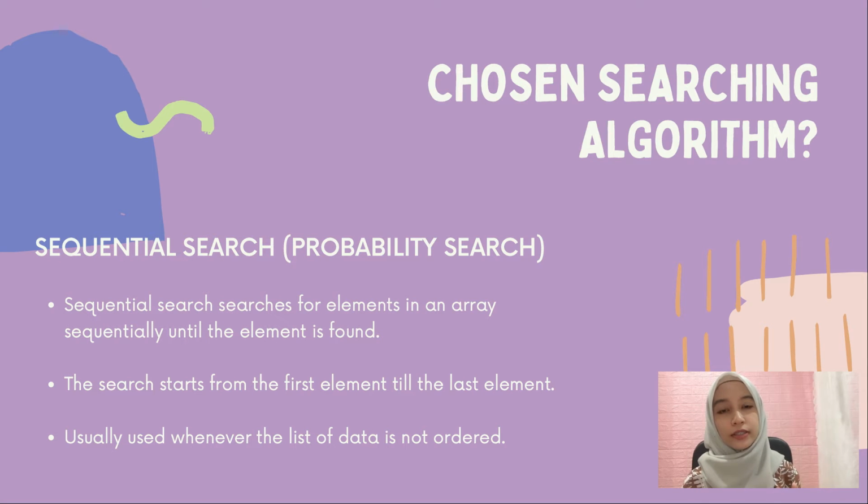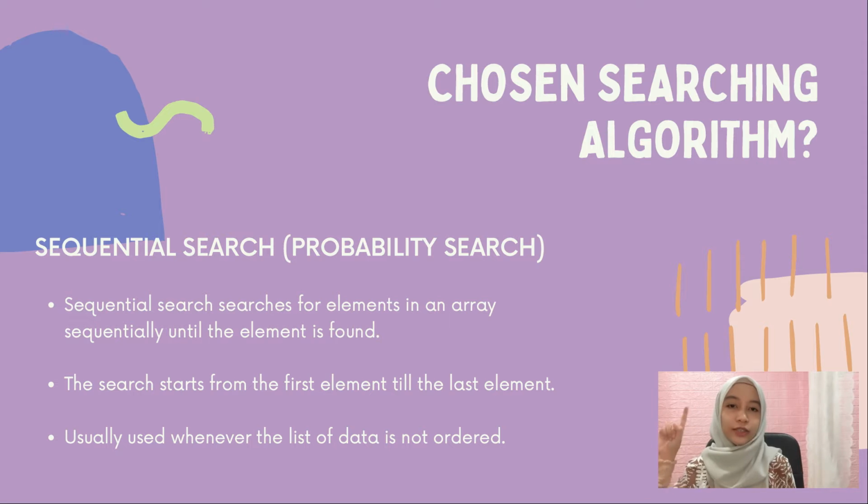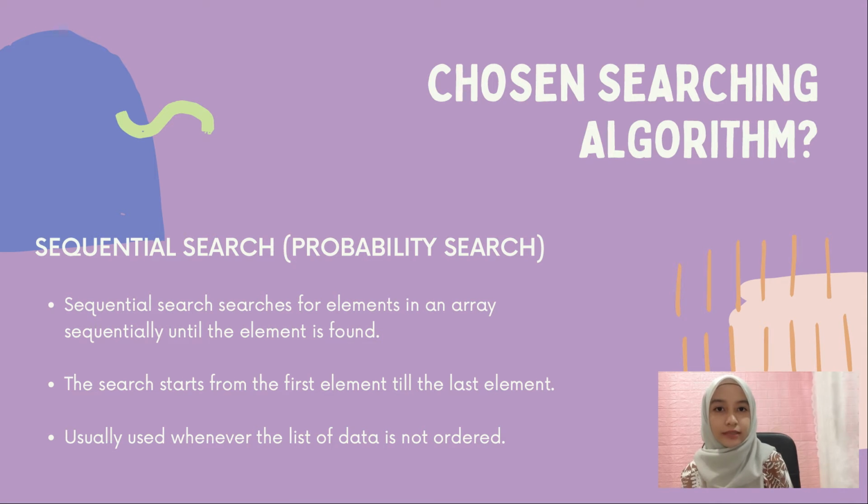So, our chosen searching algorithm for this project is sequential search, which is probability search. Before we jump further into it, at first we must know what sequential search is about. Number one, sequential search searches for an element in an array sequentially until the element is found. Number two, the search starts from the first element until the last element. Number three, the sequential search is usually used whenever the list of data is not in order. In general, we use this technique only for small lists or lists that are not searched often.